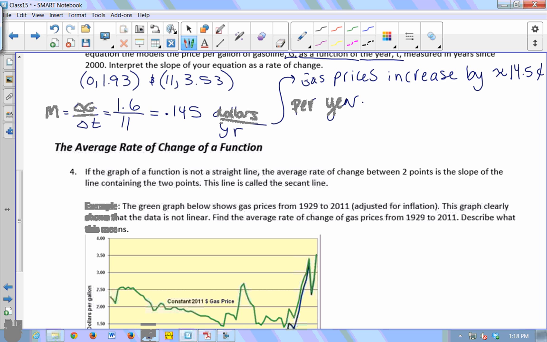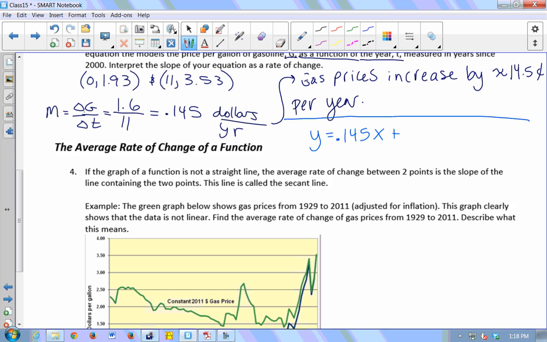All right, so we've got the interpretation of the slope. I just want to finish writing my equation here that goes through these 2 points. So it's going to be y equals 0.145x plus, yes, thank you, g of t, which means that this should be a t, plus my y-intercept, which is what? 193, because your y-intercept is the value of y when x is 0.